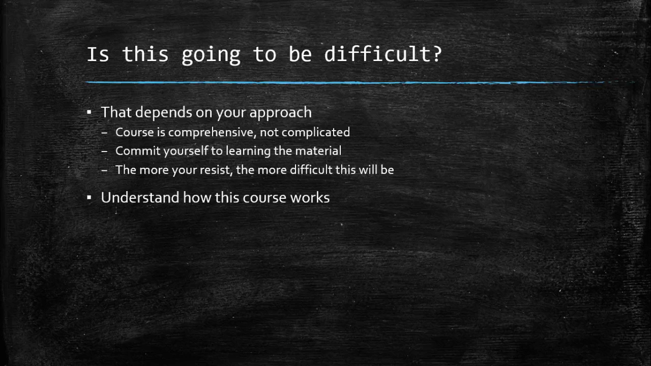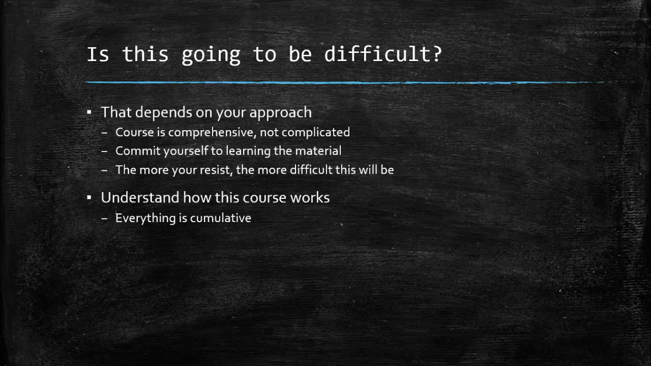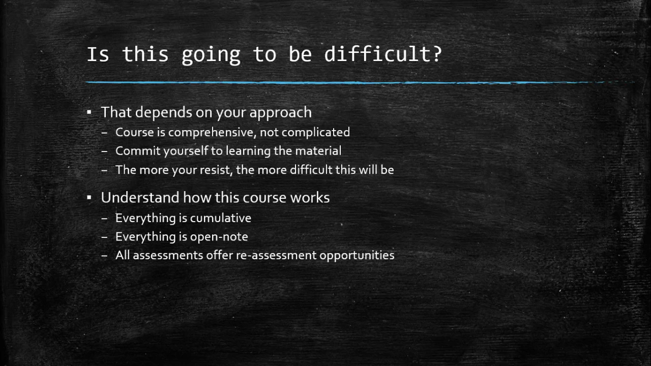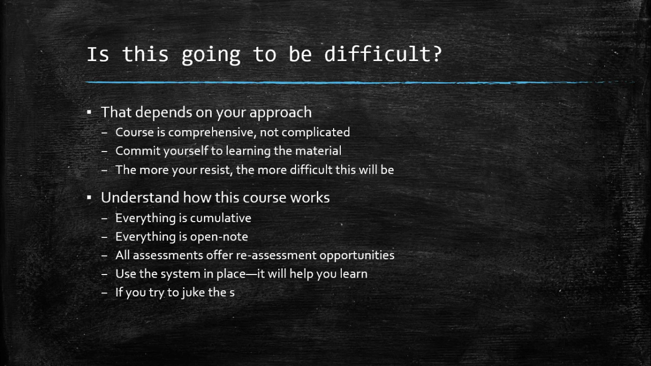Another thing that makes this course a little bit easier is just understanding how it works. Everything that we do in this online course is cumulative, because you can't just learn about a simple concept like what are nouns and then move all the way on to adjective phrases without still understanding what nouns are. So everything has to be cumulative. But that being said, everything is also open note. Also, all assessments offer reassessment opportunities. So use the system in place. It will help you learn. It will help make the course a little bit easier for you.